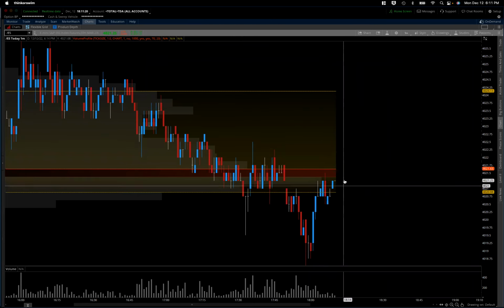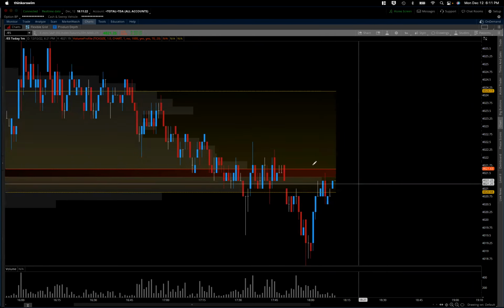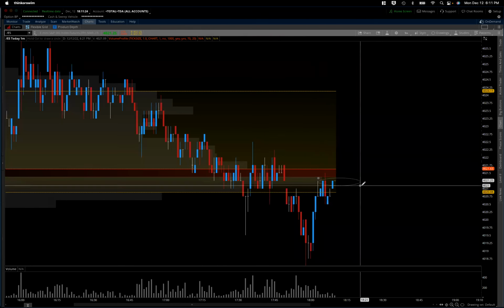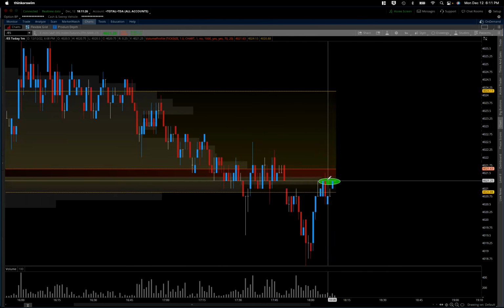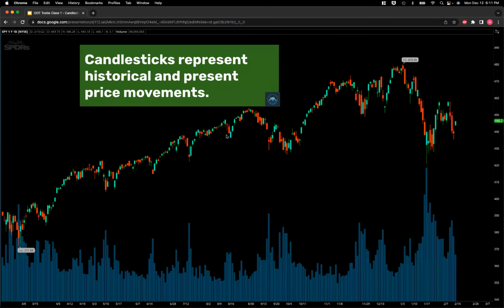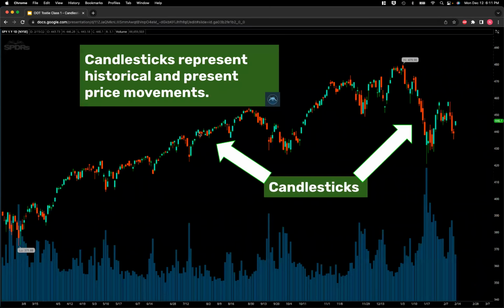But these candlesticks will move in real time. We can check back later on this and we can see how it's moved. So I'll just set this green circle and we can come back and refer to this chart in just a few minutes and see how it's moved so we don't sit around watching it. So again, these bars, red and blue in this case, are the candlesticks.